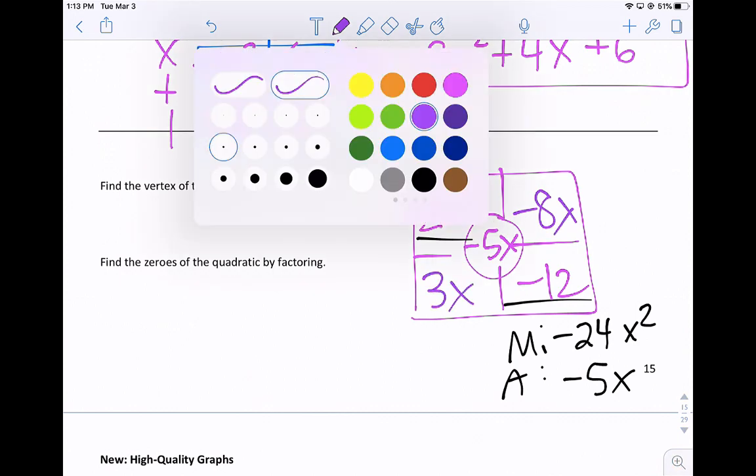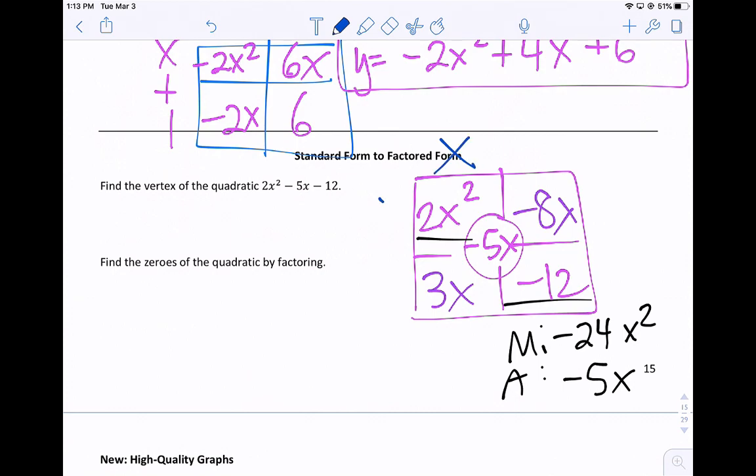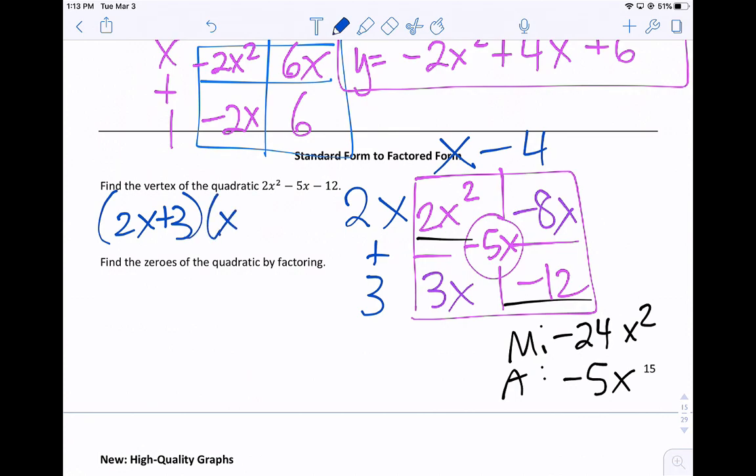So we'll put our x's on the outside. We need the 2, and it will be easier on the side. 2x times negative 4 is negative 8x. x times 3 is 3x. All right, so here are the factors. 2x plus 3, x minus 4.